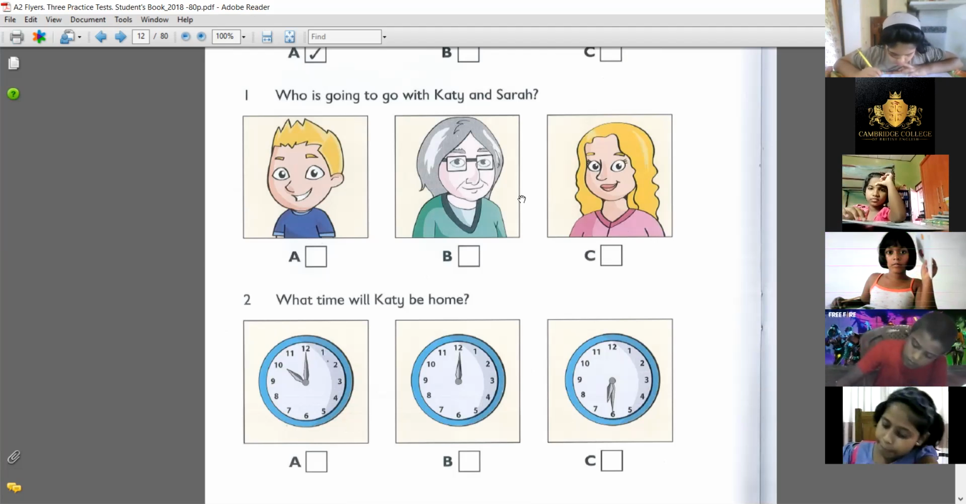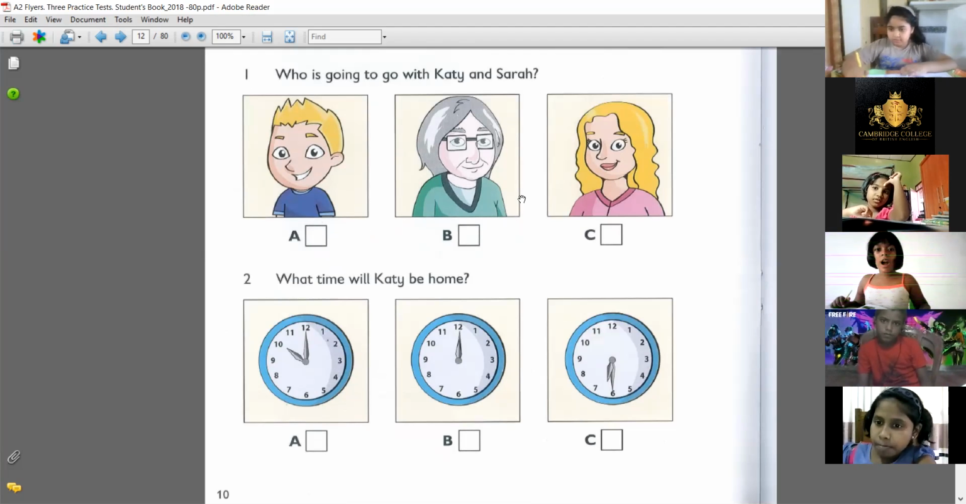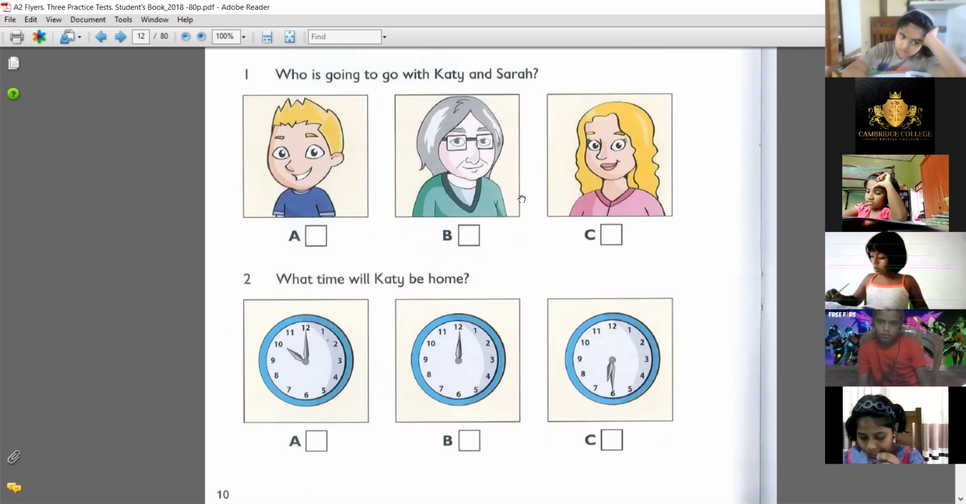Two, what time will Katie be home? And what time will you be home? Well, it's 10 o'clock now, so we'll probably get there at about 12 o'clock. And we'll want to have a few hours to play, so I don't think we'll be home until 6:30. Is that okay? Yes, it's the weekend, so that's fine.